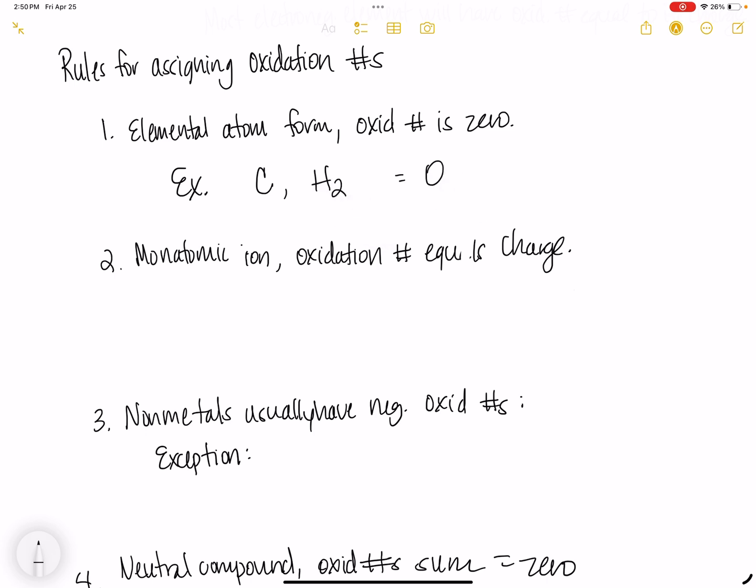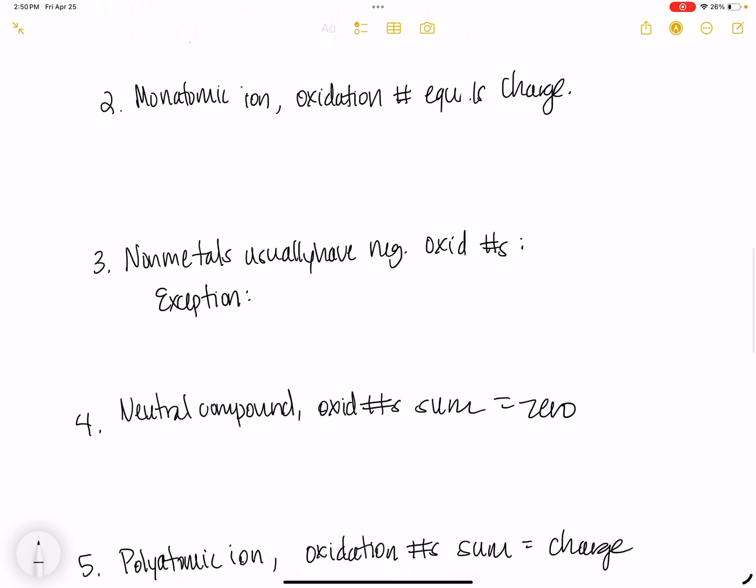That's if it's an atom, an element in its simplest form, or a diatomic, its oxidation number is 0. The second rule is if you have a monatomic ion, mono meaning one, ion being the keyword, the oxidation number is equal to its charge. So if you're dealing with an ionized solution and say it has the sodium +1 ion floating around, its oxidation number is +1. If you're dealing with the chloride ion floating around, then its oxidation number is -1. So if it's an ion, the oxidation number is equal to its ionic charge.